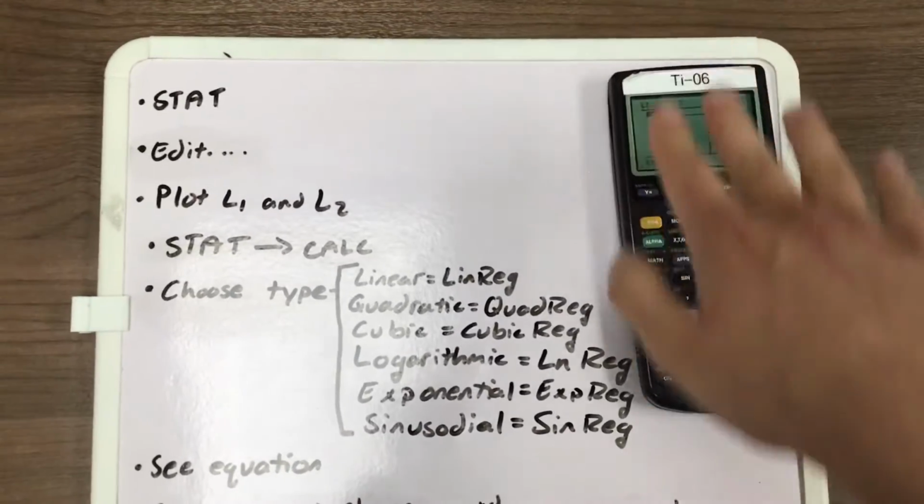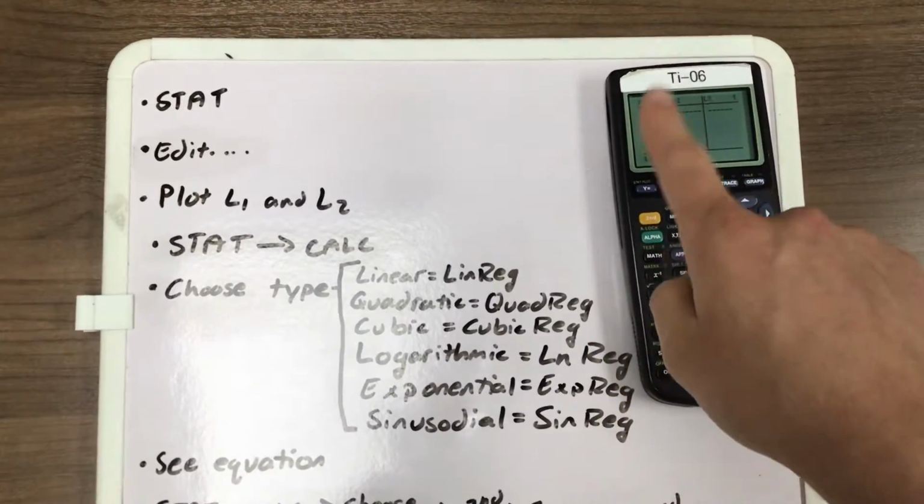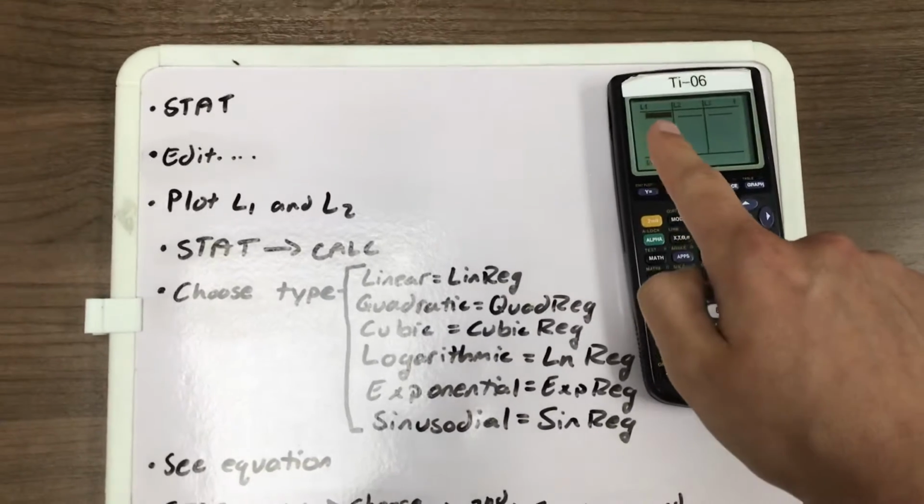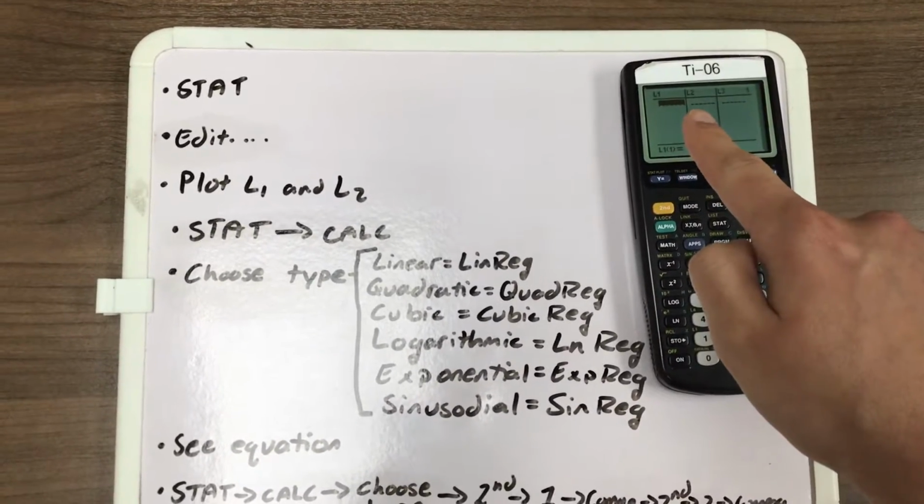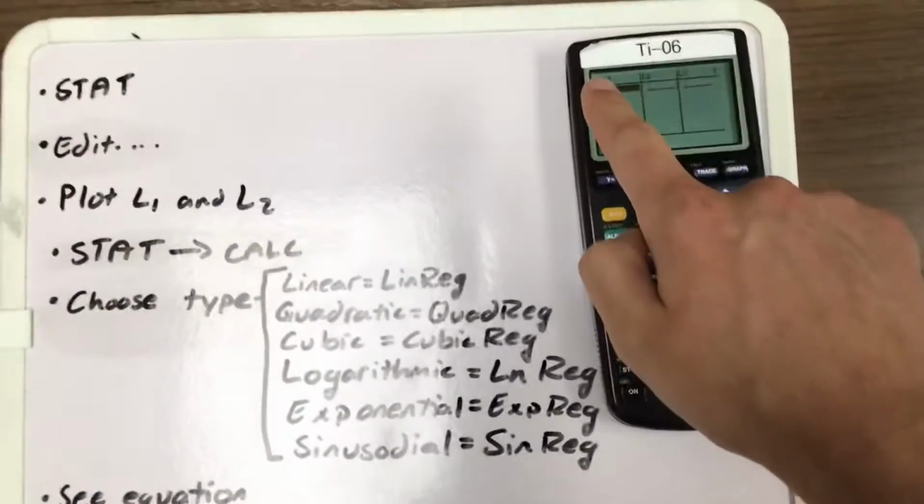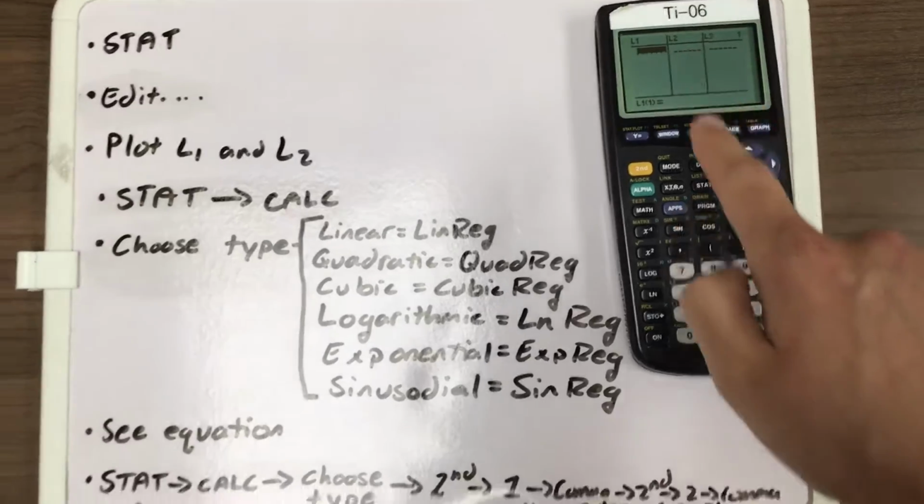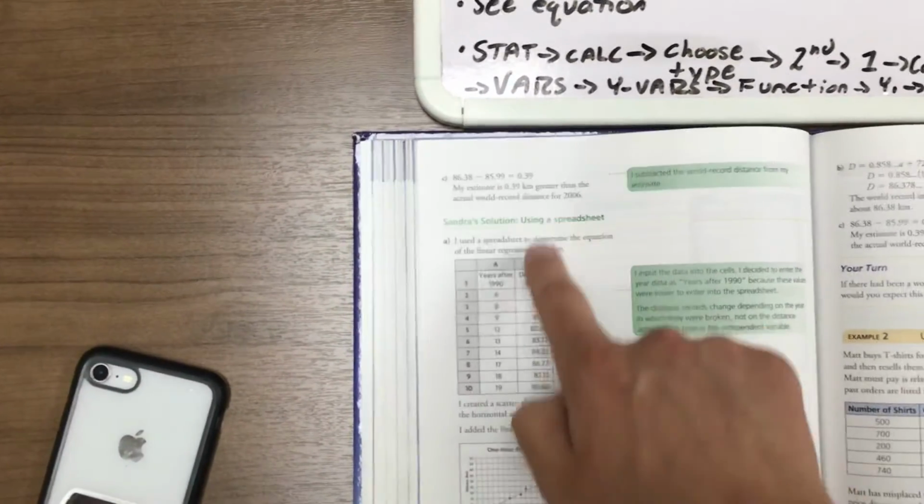Now you can see I have L1, L2. L1 is going to be your independent variable. L2 is going to be your dependent variable. That's usually just X and Y, so L1 being X, L2 being Y. Most of the time, it's listed that this will be L1, this will be L2.